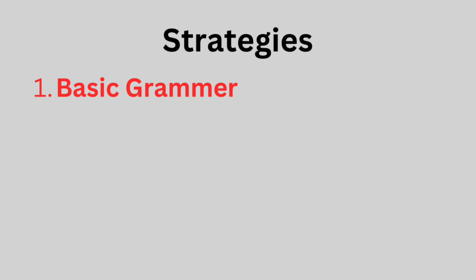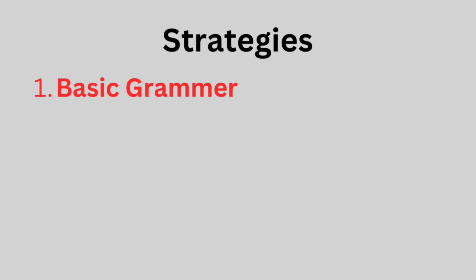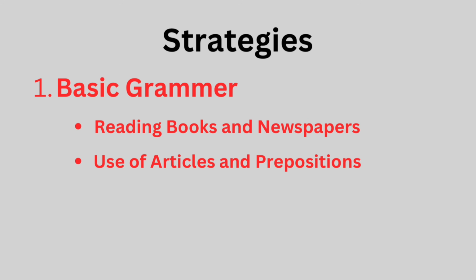So now that we are clear on what skills we need to score high, let's see how exactly we can achieve it. Number 1, basic grammar. Spend a lot of time learning basic grammar to make sure that what you are writing is correct. There are multiple ways you can do that. Start reading books and newspapers. You need to focus on understanding their writing style, mainly the use of prepositions and articles. This has changed my life.